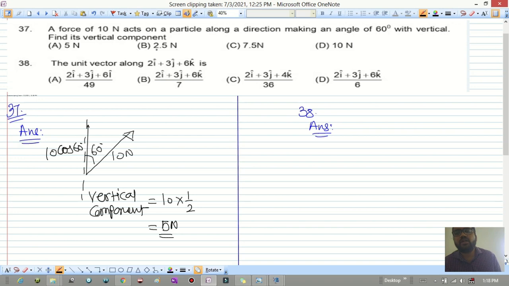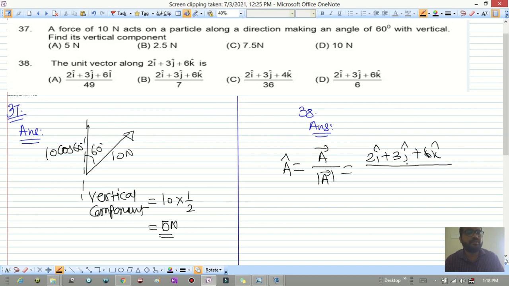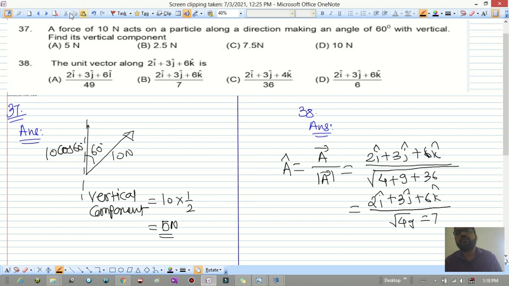38. The unit vector along this is, so the unit vector is the given vector divided by the magnitude of the vector. I told this, right? So 2i hat plus 3j hat plus 6k hat, this is the given vector, divided by what is the magnitude of it? Root of 4 plus 9 plus 36, which is equal to 2i hat plus 3j hat plus 6k hat divided by root 49, and that is equal to 7. So this is given in option B.